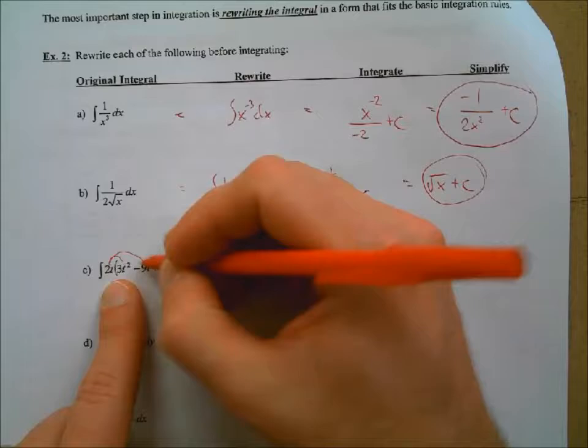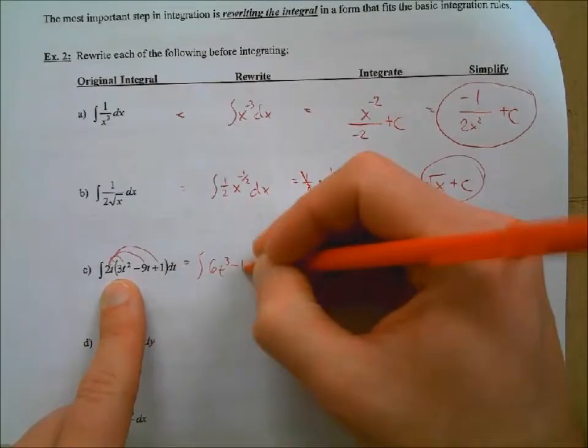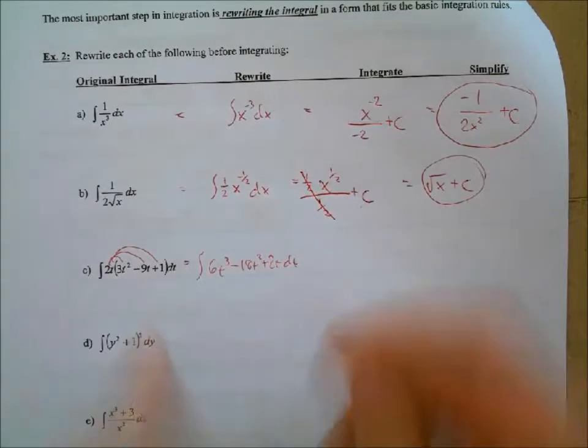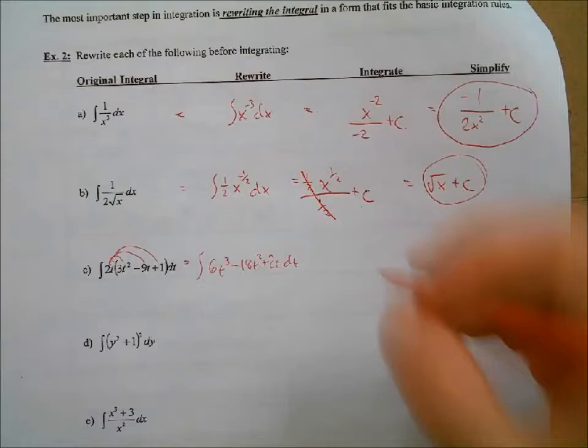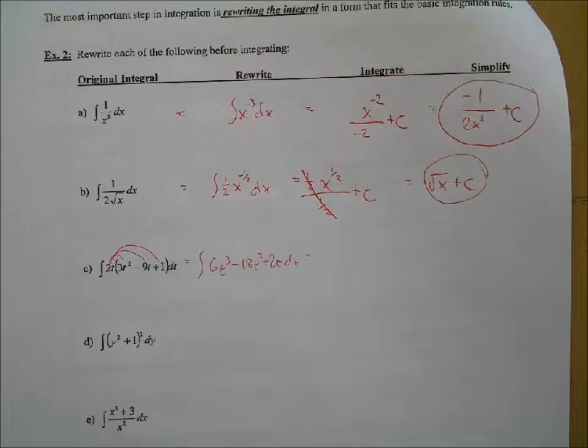Distribute. So we get 6t to the third minus 18t squared plus 2t dt. Okay, equals. Notice we are integrating with respect to t here because our variables are t, right? But no different than x's. We just kind of do our work here.